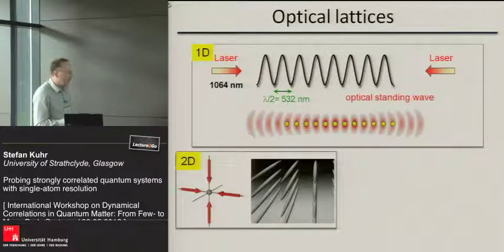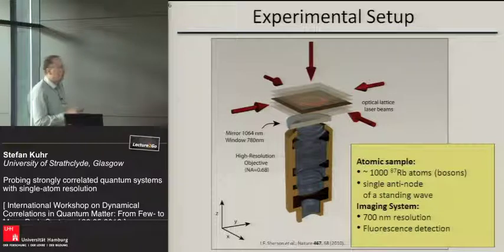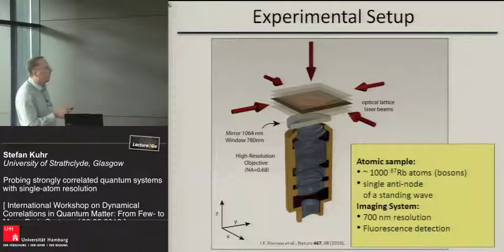These signify the intensity maxima. And in 3 dimensions, you'll get, in this case, a cubic lattice structure, with a cubic arrangement of individual intensity maxima. And in the following, we will only be using a single layer out of such a 3-dimensional optical lattice. And we create this 3D lattice by again having 3 pairs of intersecting laser beams.